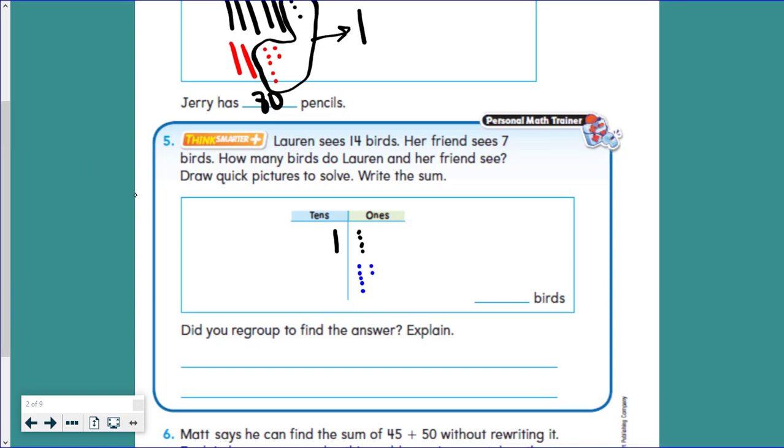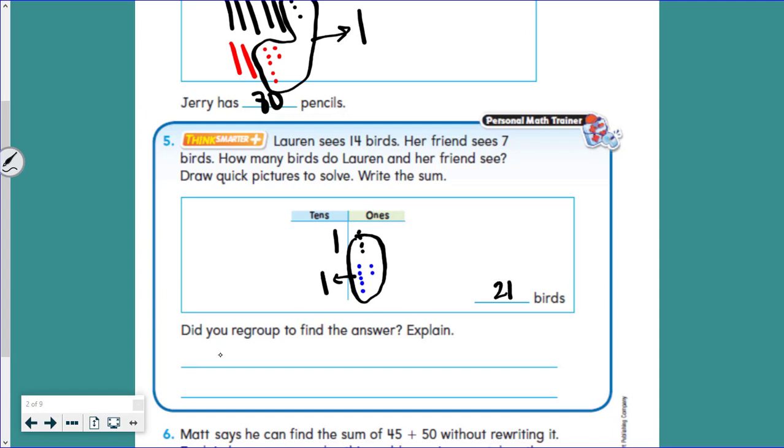And they have to combine. So it looks like I can make a 10. So 7, 8, 9, 10. So I need 3 of these ones and these 7 ones. And that makes 10. So we have to regroup. So that's a 10. And so then that leaves 10, 20, 21. So they saw 21 birds.